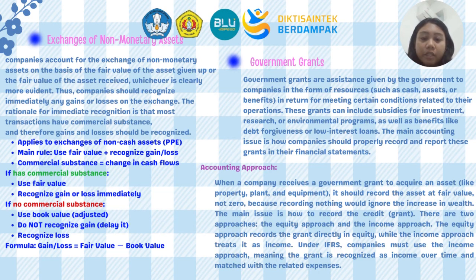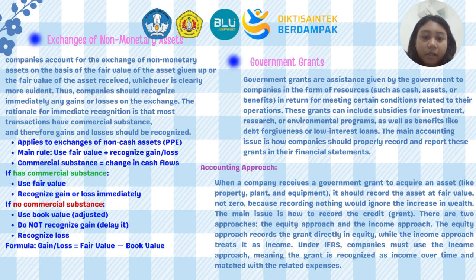Okay, so this is the accounting approach. When a company receives a government grant to acquire an asset like property, plant, and equipment, it should record the asset at fair value, not zero, because recording nothing would ignore the increase in wealth. The main issue is how to record the credit or grant. There are two approaches: the equity approach and the income approach. The equity approach records the grant directly in equity, while the income approach treats it as income.